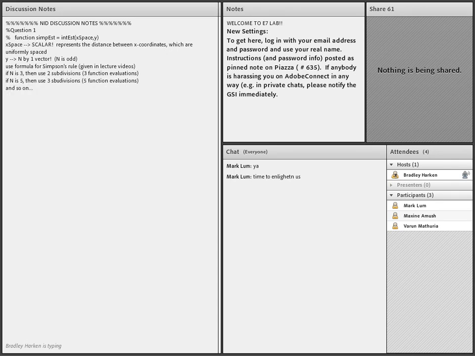So if n is 3, then we use 2 subdivisions, and that corresponds to 3 function evaluations, like was talked about in the video. Or in other words, 3 y data points. This was talked about in the videos. The formula's there. This function in general is pretty straightforward.